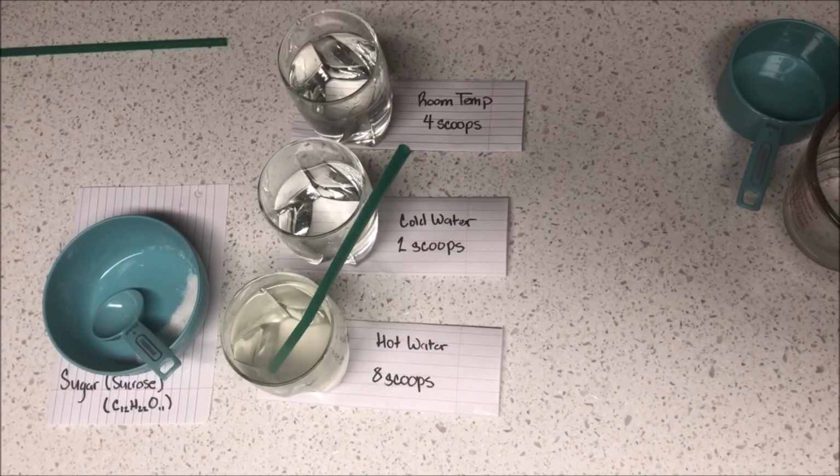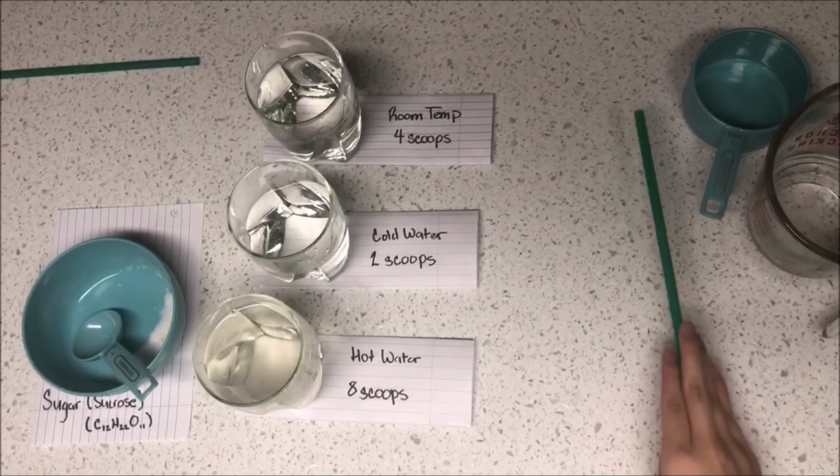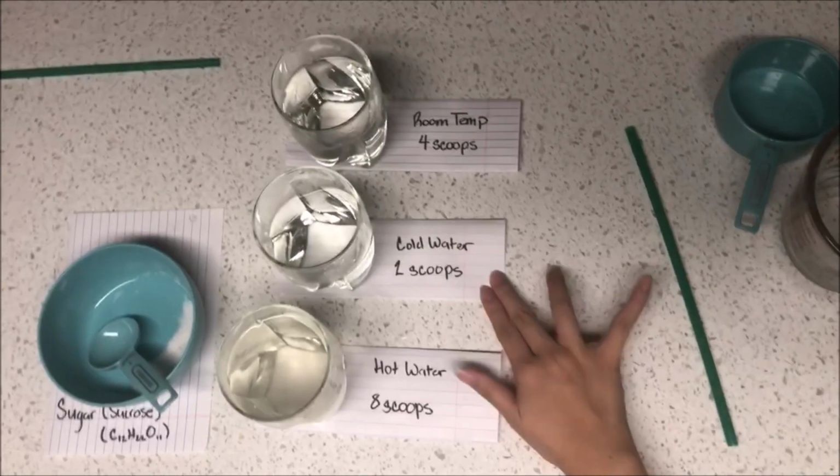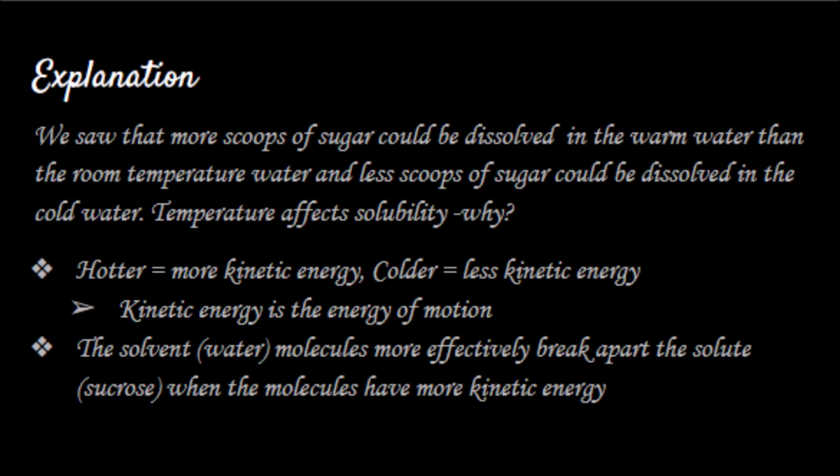So we see that we were able to dissolve more sugar in the warm water than either the cold or the room temperature water, and we were actually able to dissolve less sugar in the cold water. In our second experiment, we saw that more scoops of sugar could be dissolved in the warm water than the room temperature water and the cold water, and less scoops of sugar could be dissolved in the cold water than the room temperature water or the warm water.